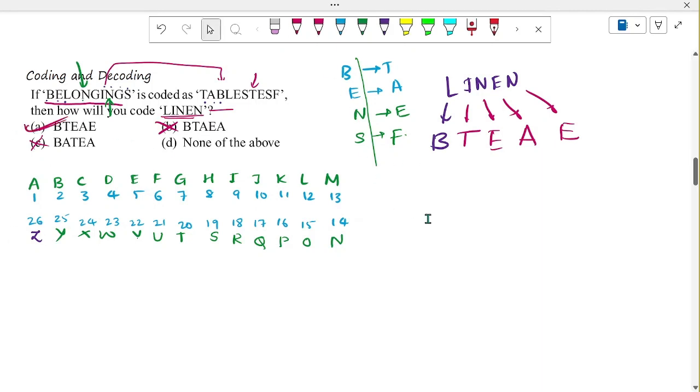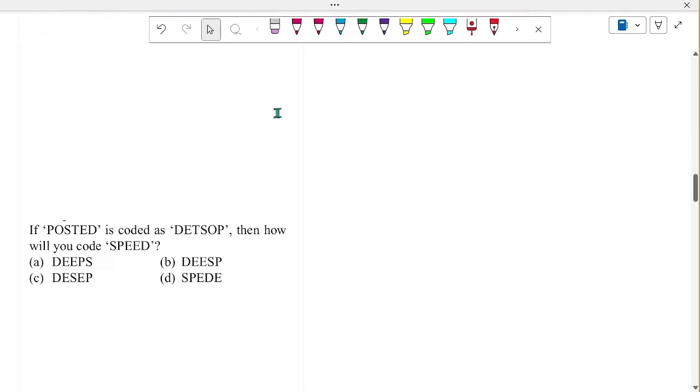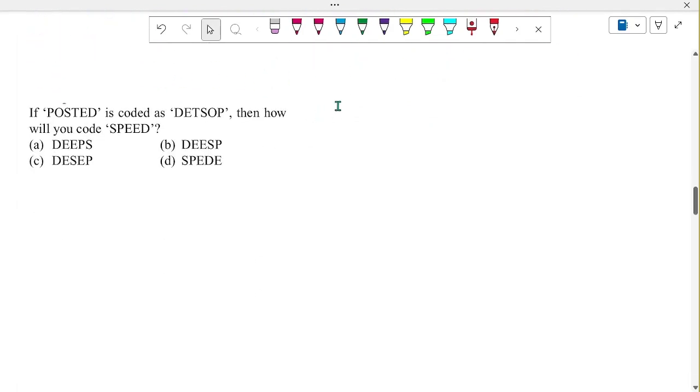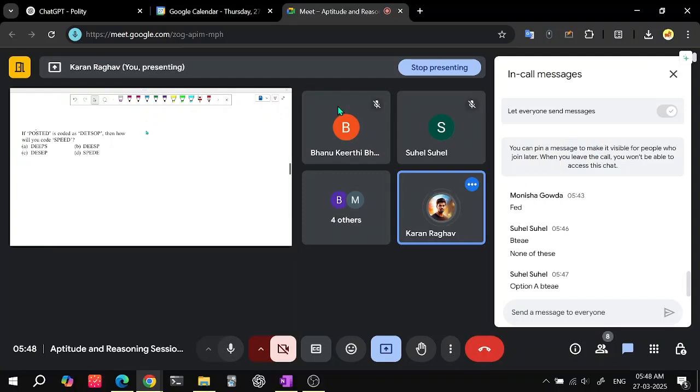Fine. Questions can be like this also. This is called coding and decoding. You can observe we'll be having a word and that will be coded in one format. And you need to identify what is that format and code this word according to that one. Fine. You will see the next question. Just check this one. Just see what is the answer.